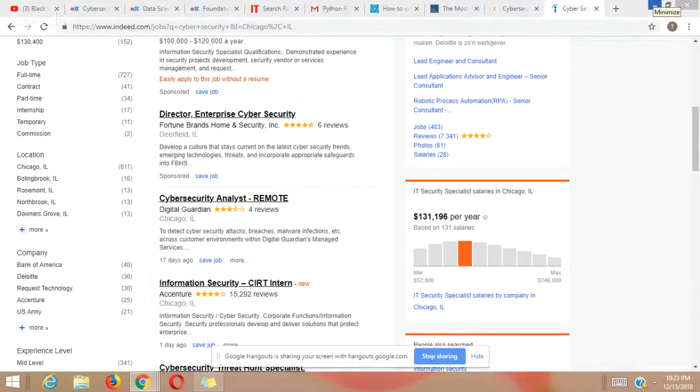Chicago salaries for IT security specialists, 131 grand. $131,196 per year in Chicago. Walgreens would be the most popular employer in Chicago, or in Illinois, I should say, for cybersecurity, because they are a major institution over there.